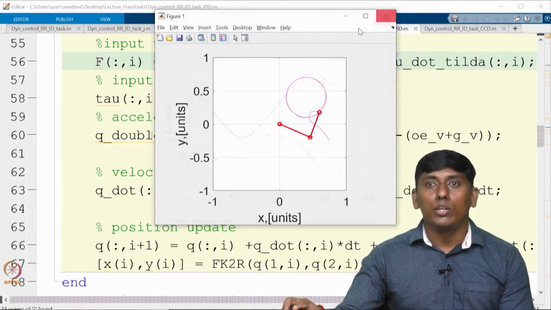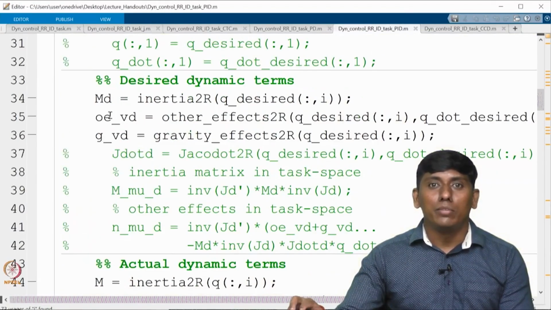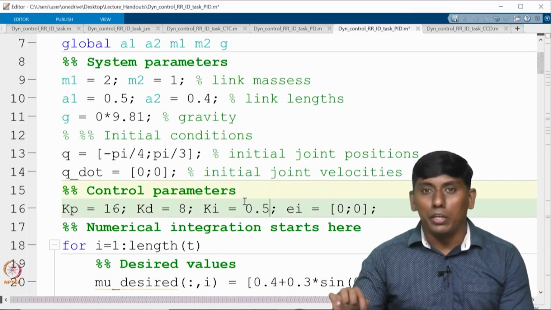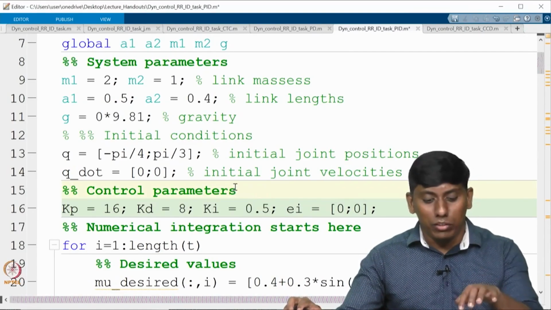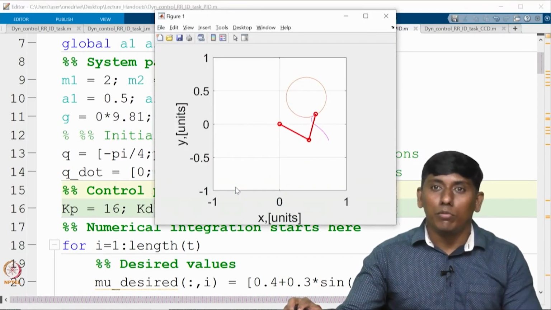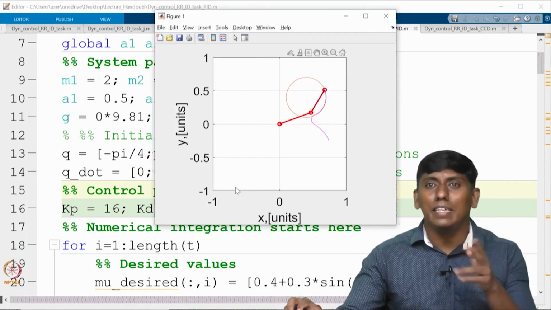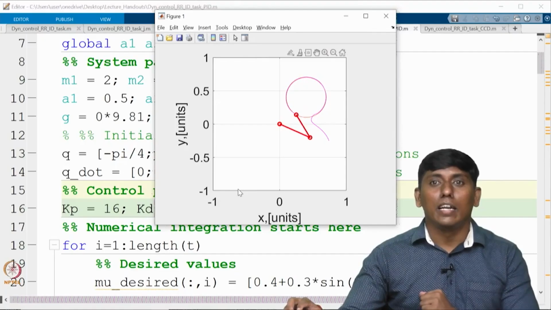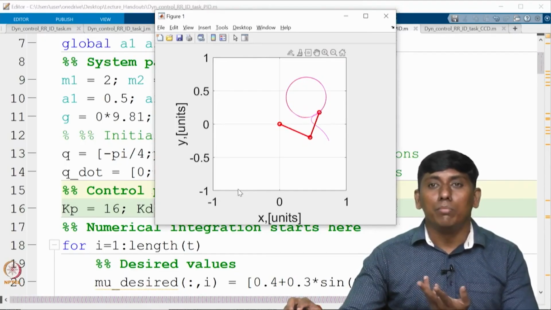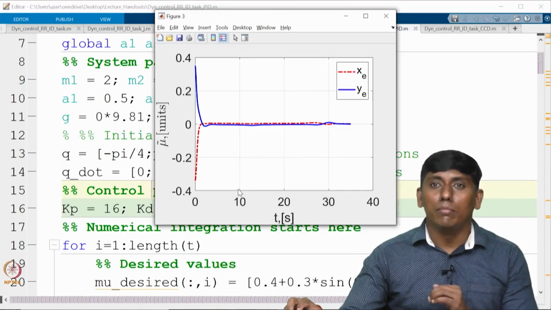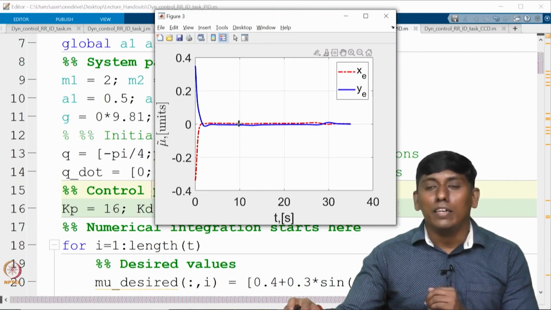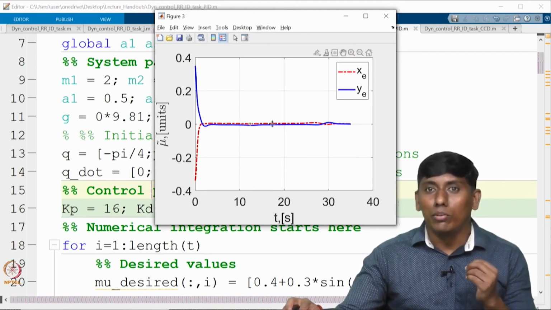So now in order to verify that, I am just reducing the integral value. For example, I am putting it 0.5. Okay, I am just trying to show. So earlier it was 5 and now it is 0.5. You can see the performance is very close to PD and the integral error is trying to make it so. So you can see it is more or less closer, right? So clearly you can see. So in the earlier case it was more converged.